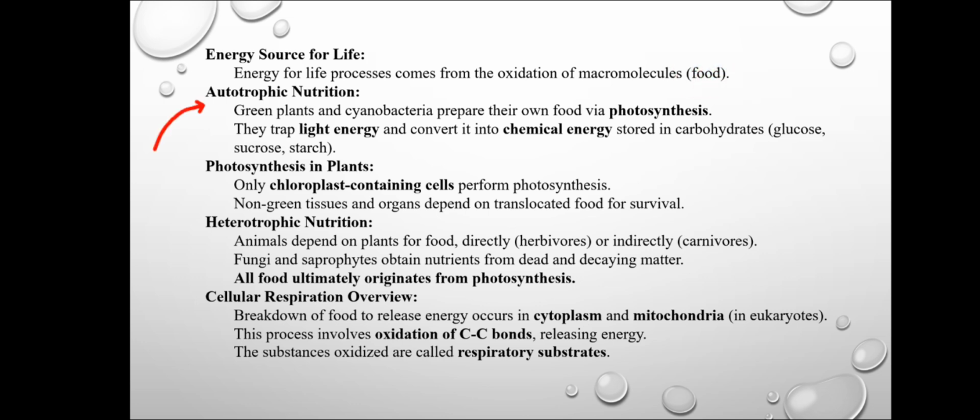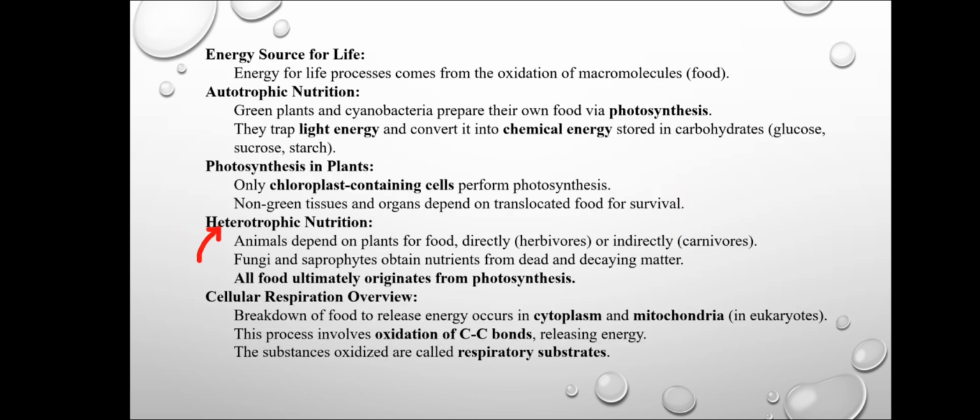Then it says that in autotrophic nutrition, basically green plants and cyanobacteria prepare their own food by photosynthesis. Here protista is not mentioned. Remember, protista also perform photosynthesis. These autotrophic organisms trap the light energy, convert it into chemical energy and store it in the form of carbohydrate, that is glucose, sucrose and starch. In plants, there are cells containing chloroplast, which are the green cells, and non-green tissue. Non-green tissue will not perform photosynthesis, so they will depend on translocated food which comes from the green part of the plant.